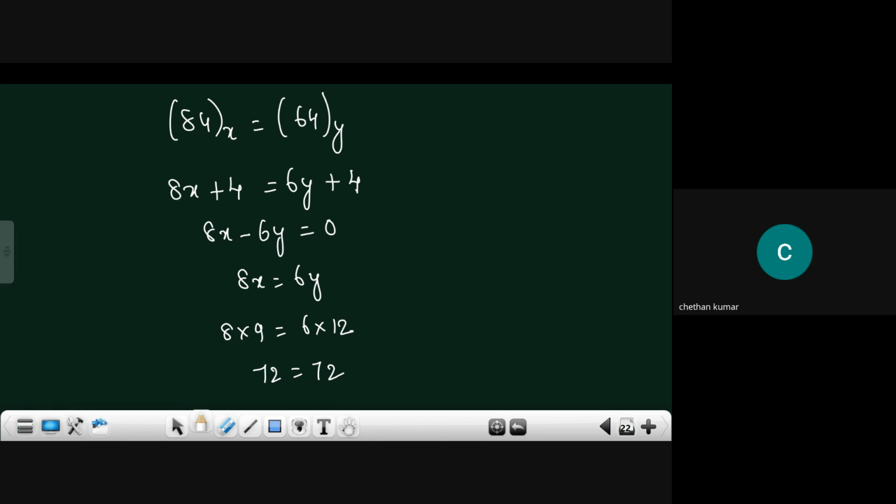But in this equation, 6 and 8 is not correct because this base should be greater than 9. First you should find out the possible values of x and the possible values of y. Then you should find out the base of this number system. Here 6 and 9 will work fine, but according to this base representation, 6 is not a correct answer.